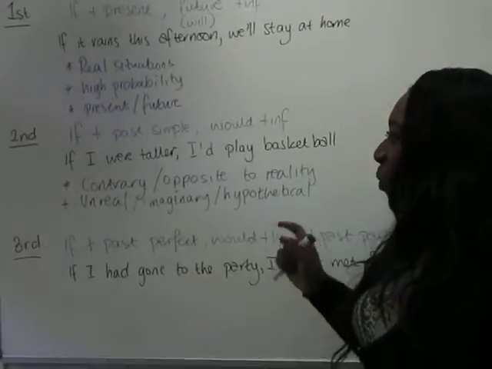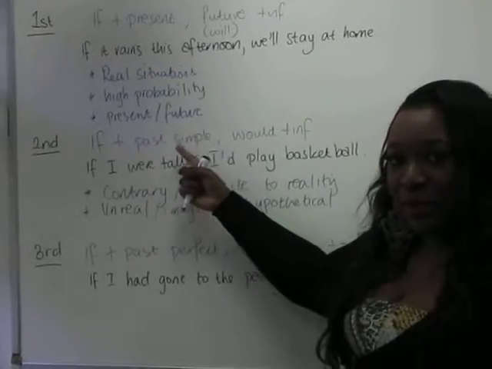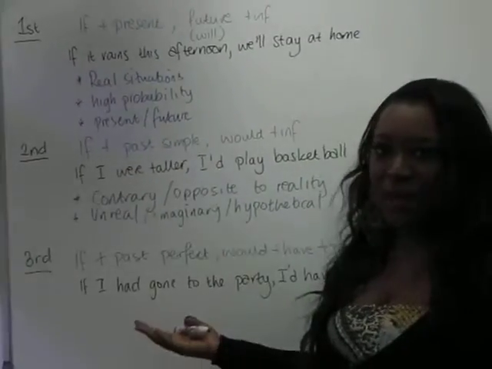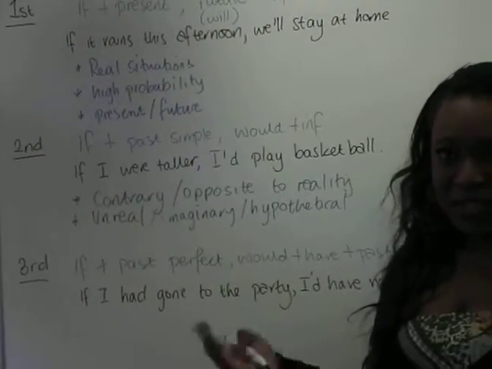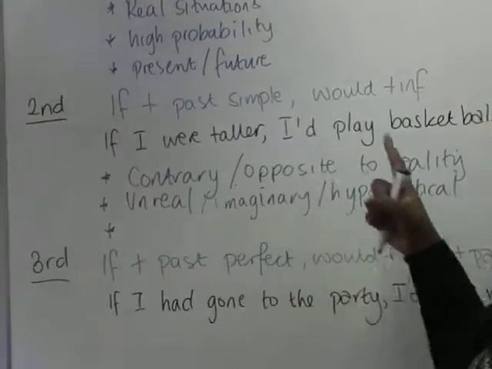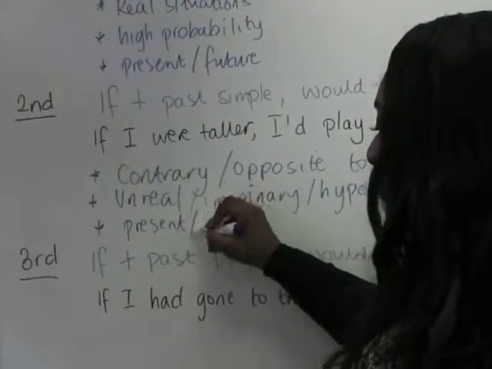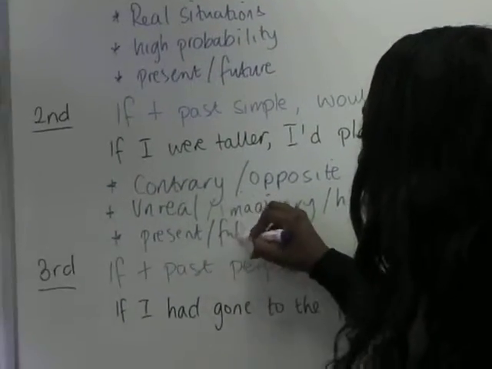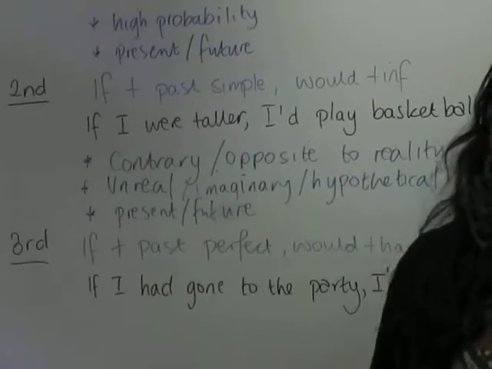Importantly, what time period does this refer to? Well, I'm using the past simple, but am I talking about the past? If I were taller, when? Now. I play basketball, when? Now. So, remember, the second conditional uses past tenses but is not about the past. It's also about the present and the future. And this is sometimes where students make mistakes when they think they're talking about past time. It's not, it's about present and future time.